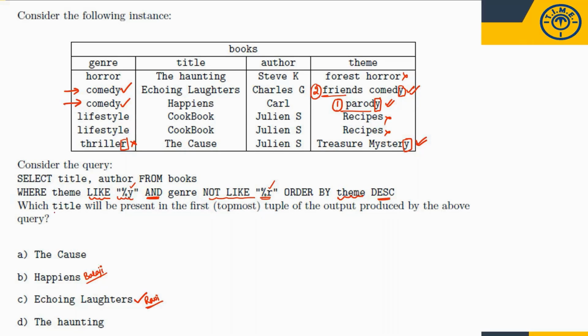Now, the question is which title will be present in the topmost position, the first tuple of the output produced by the above query. What is the first tuple in the topmost position? The first tuple in the topmost position is happiness. So the correct answer is happiness. Echoing laughter is the wrong answer.